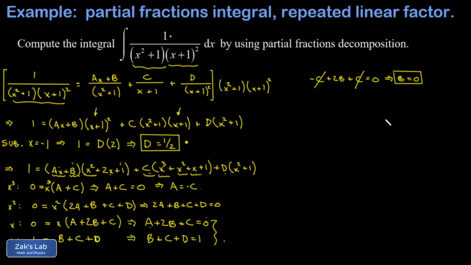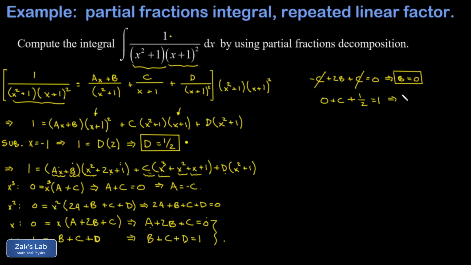So now we have 2 out of the 4 undetermined constants. Then I'll go ahead and sub into the last equation. And I have b plus c plus d is equal to 1. Well, b is 0 plus c plus d, but we already know d, that's 1/2, is equal to 1.